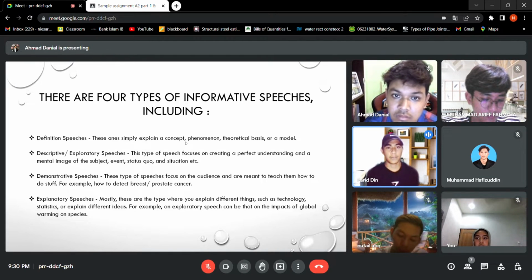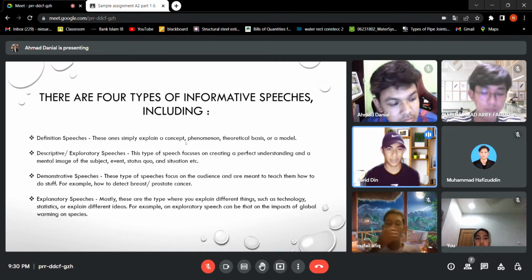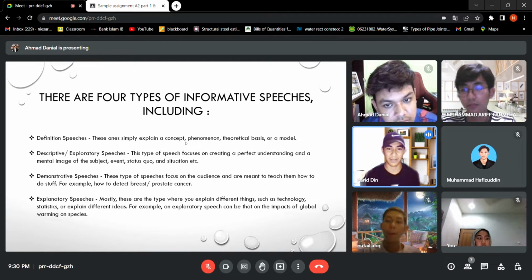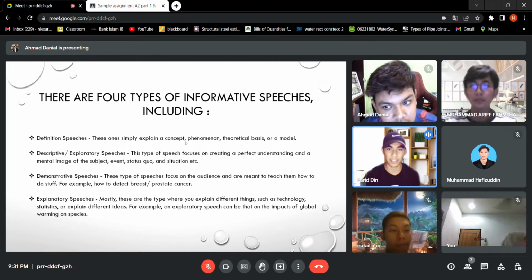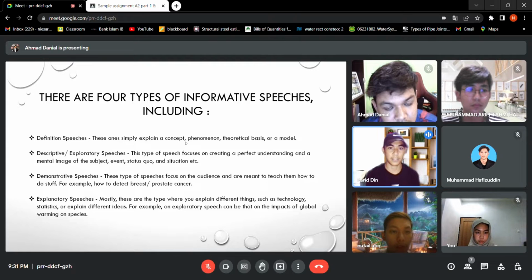There are four types of informative speeches, including first, definition speeches. This one simply explains a concept, phenomenon, theoretical basis, or a model. Next is descriptive or exploratory speeches. This type of speech focuses on creating a perfect understanding and a mental image of the subject, event, status quo, and situation.